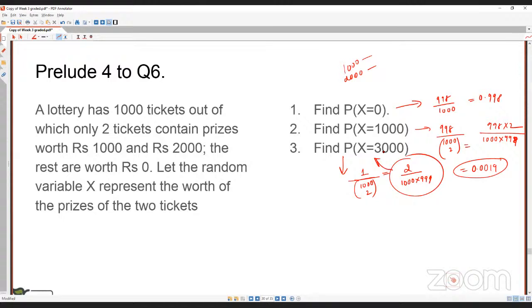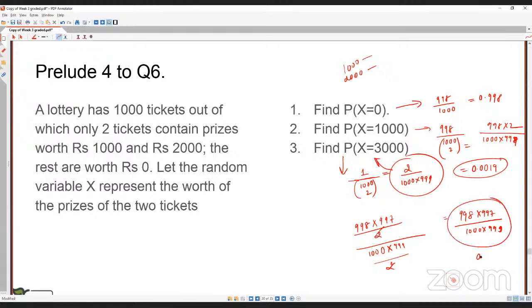Okay. First one is 998 choose 2, right, divided by 1000 choose 2. Yeah, so again this 2 and 2 get cancelled out. So 998 into 997 by 1000 into 999. Yes, ma'am. No, it will be 999. Okay. Yeah, I think I made a mistake there. 998 choose 2 means 998 times 997 divided by 2. Yeah, you're right. So this will be your answer. Ma'am, almost the same, I guess. Yeah, 0.996. It should be very close, I feel.